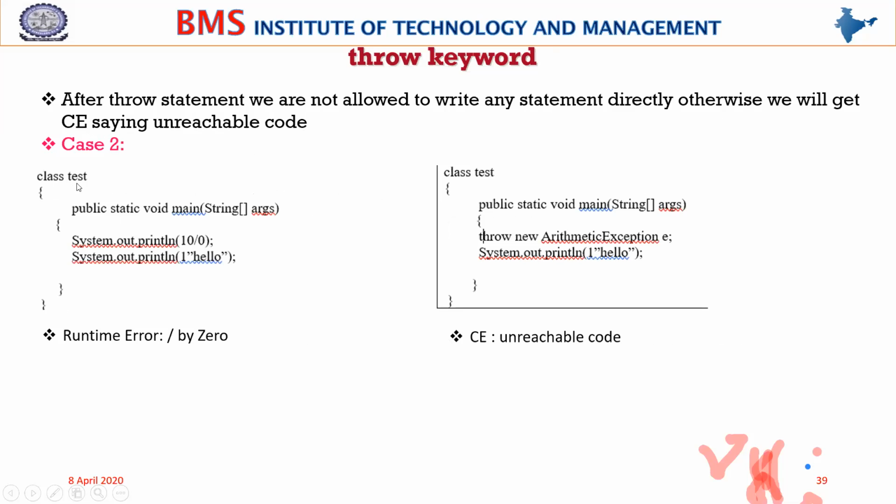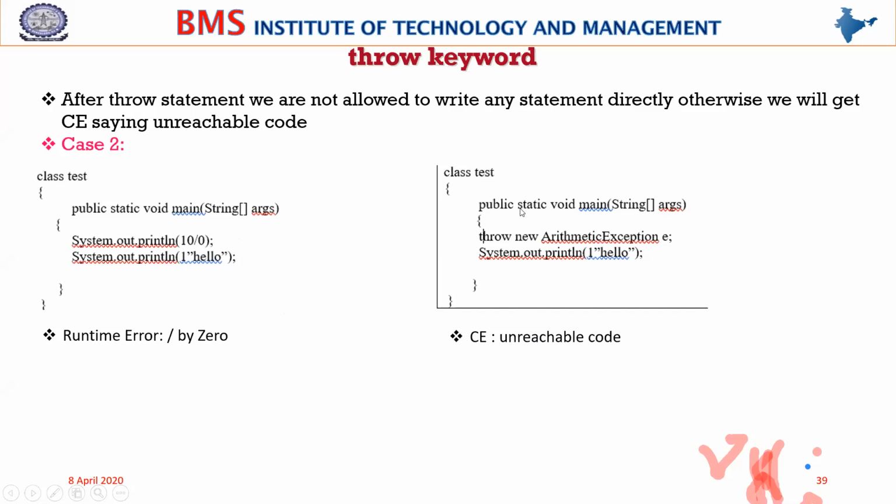Class test, I have. This is the main method. System.out.println(10/0), definitely this statement will raise an exception called ArithmeticException, that is a divide by zero error. Whenever it raises an exception, the statements that follow it will not be executed. Why? Because your program gets terminated at this statement itself. It comes out of the program and displays the information as divide by zero or ArithmeticException.